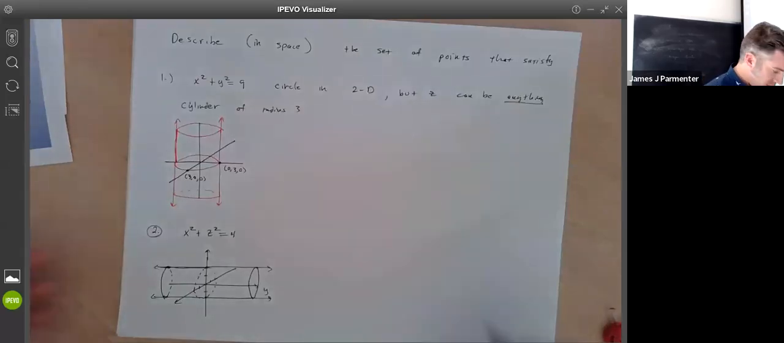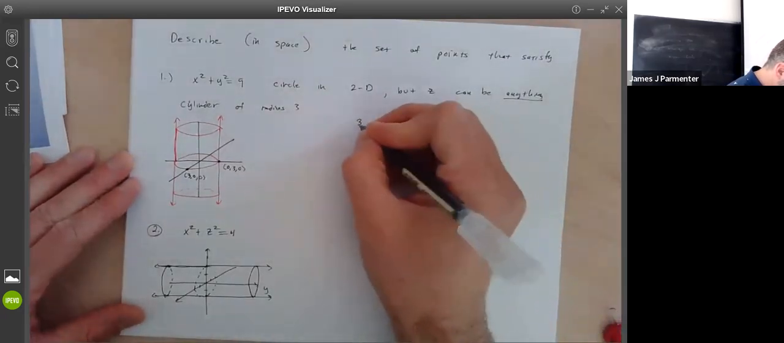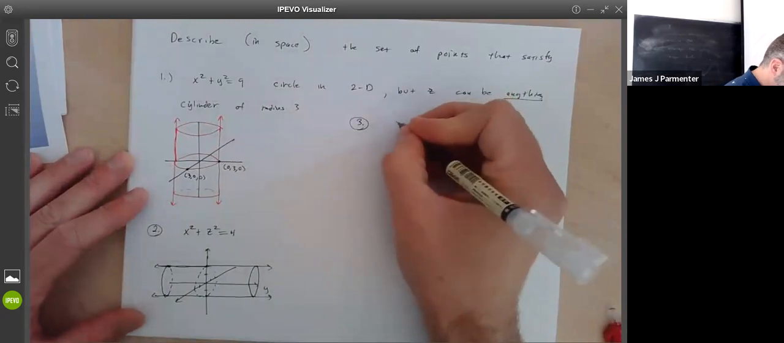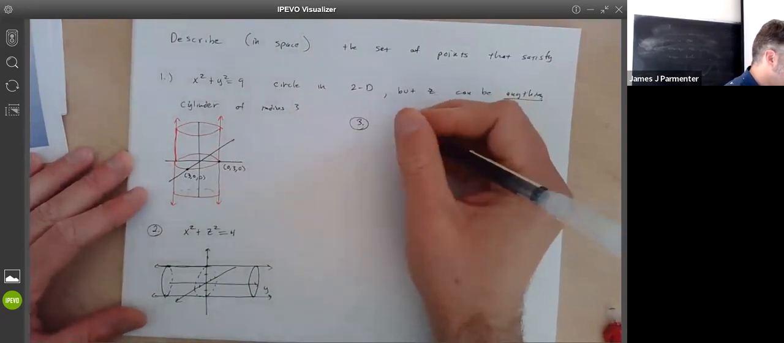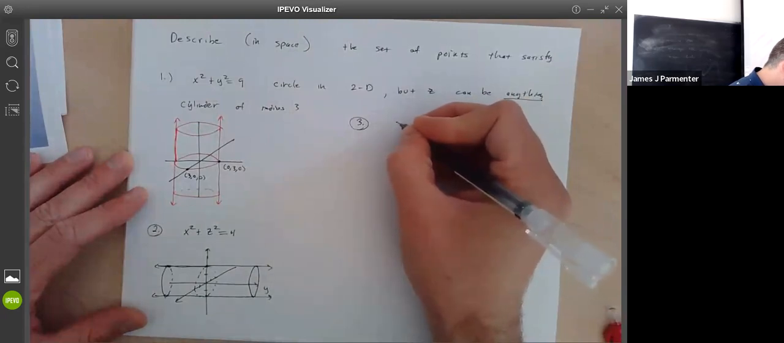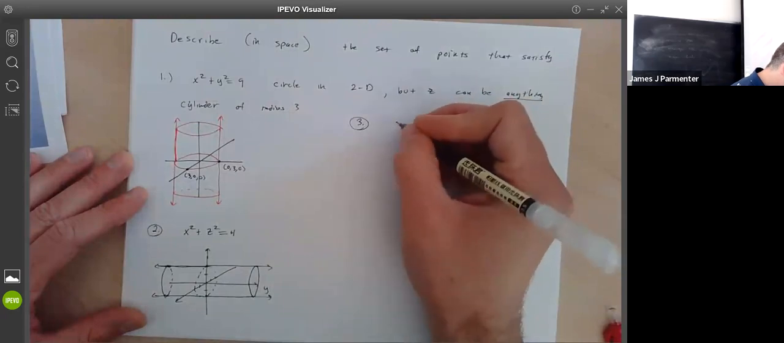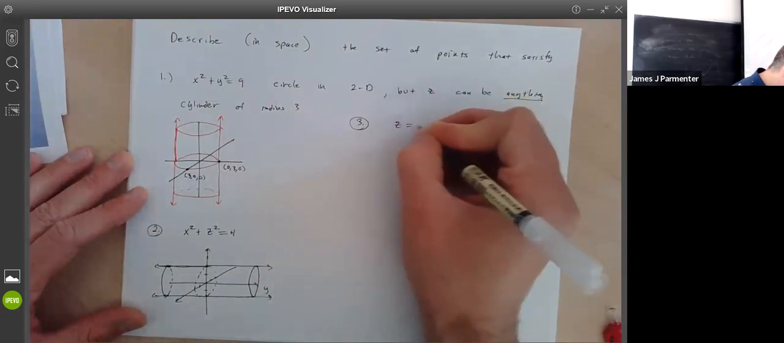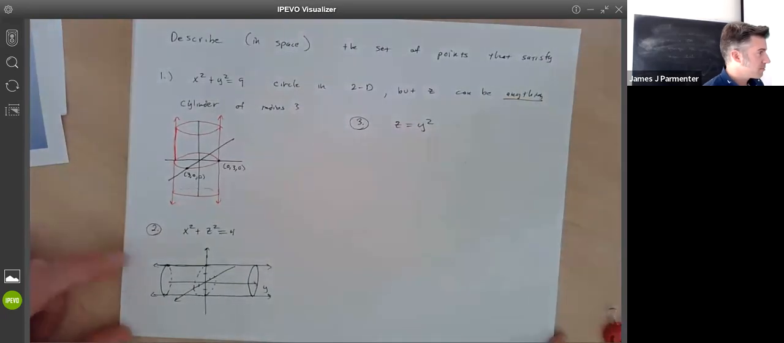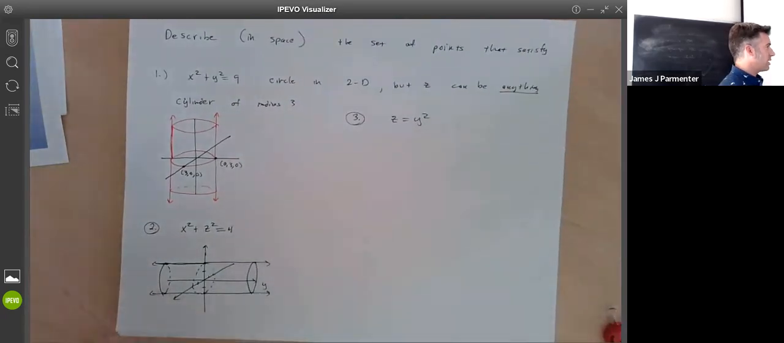So for example, if I said I wanted to graph, say, which one do I want to do here? Which one's the easiest to graph? Sorry, I know it's always challenging. Let's say we want to graph z equal to y squared. This is also going to be a cylinder, even though it's not going to look like your typical cylinder.